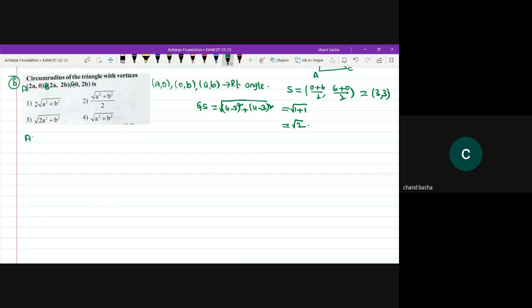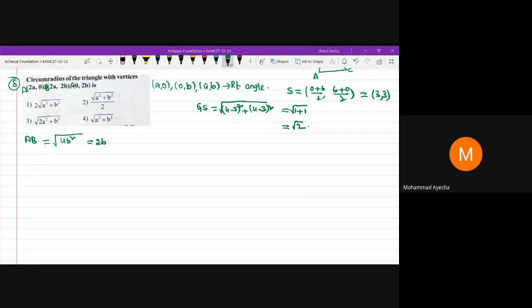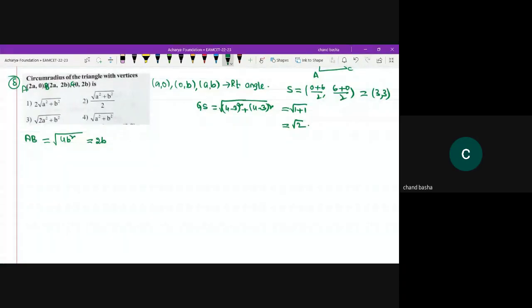Let us find out the length AB. That is equal to under the root of 2a minus 2a whole square, and 2b whole square means it is 4b square, which is equal to 2b. First option? Samina, option 4, sir. Aisha? Option 4, sir. Somebody says option 1.